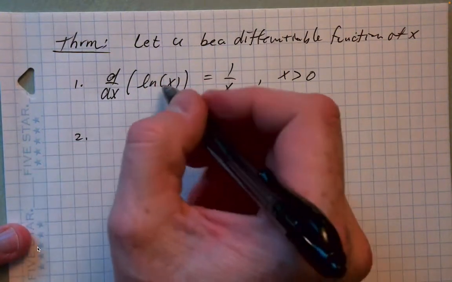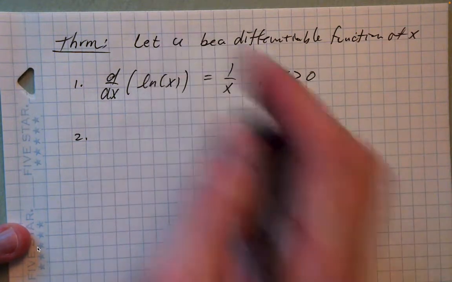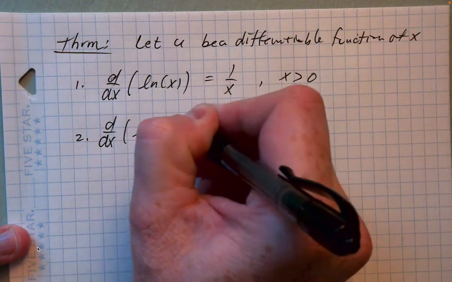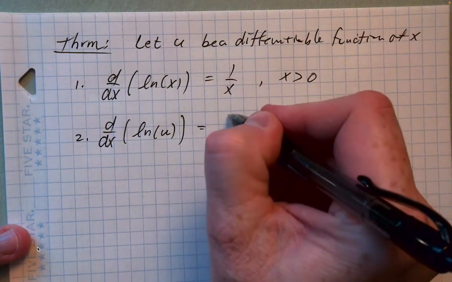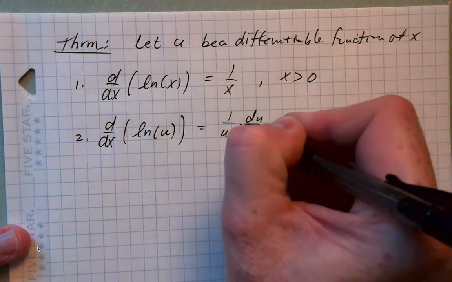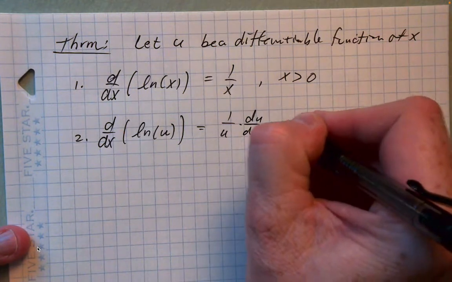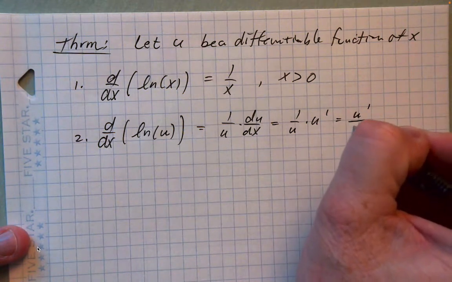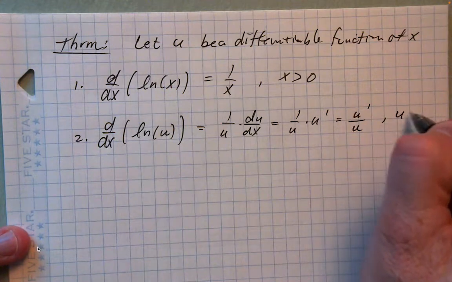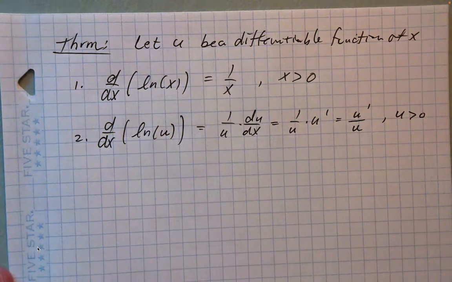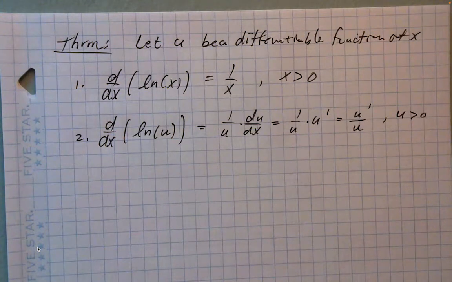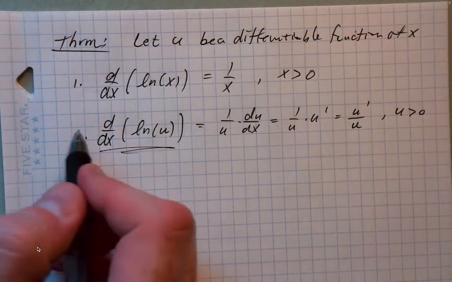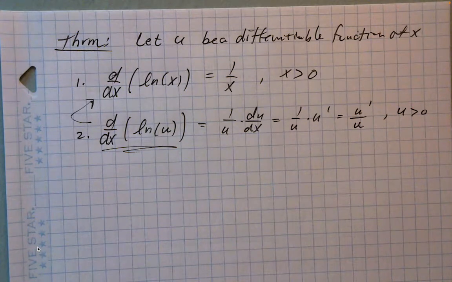And the second one, however, is going to be where we allow x to be something other than just x, where we allow it to be a function itself. So d dx of the natural log of u, well, that one we're going to use 1 over u times du dx, which ultimately you could write as, so this is just u prime here, so it's 1 over u times u prime, or better, u prime over u. And this is of course where u is greater than 0. So the argument here of a natural log function has to be greater than 0. Okay, so very simple, right? You can just prove it by using this fact together with the chain rule. Okay, so that's very simple.